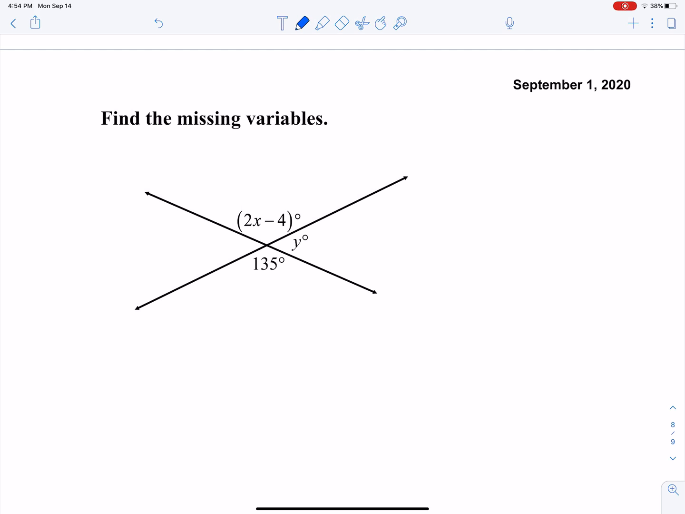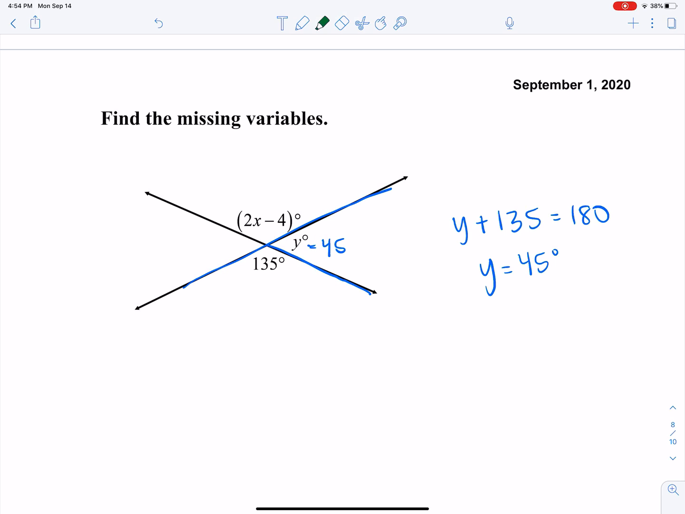Find all the missing variables. So I see a linear pair here. I have a straight line and a ray shooting off of it. So angle Y and the 135 degree angle, those are a linear pair. They add up to a straight angle, which is 180. So Y is a 45 degree angle.